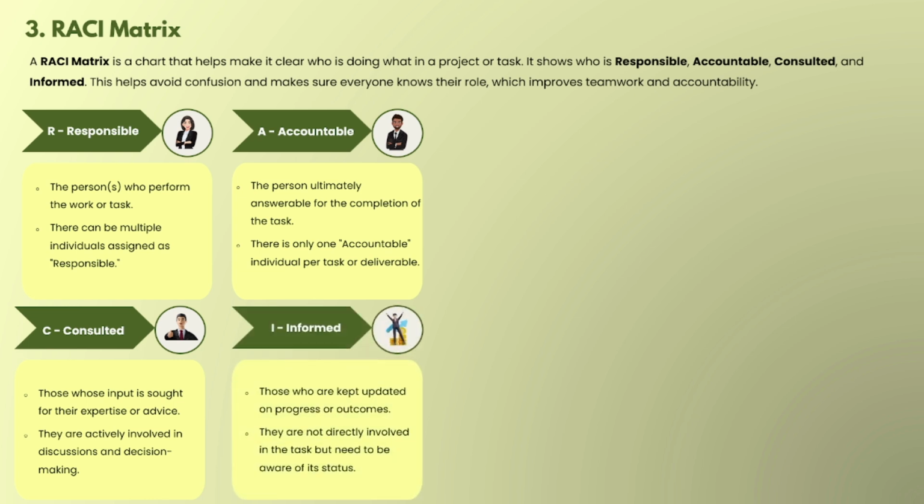Then the last is informed, those who are kept updated on progress or outcomes. They are not directly involved in the task but need to be aware of its status. In short, informed refers to the people who need to stay updated on the progress of the task but don't need to take any action or make a decision. They are kept in the loop and receive information about what is happening. So you can think of them as ones who receive the update but aren't directly involved in doing the work or making any kind of decision.